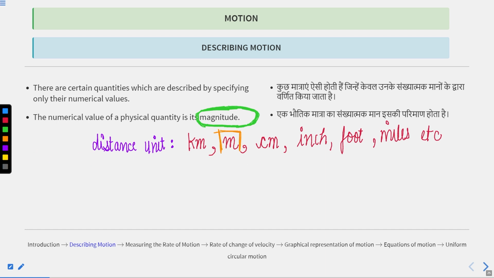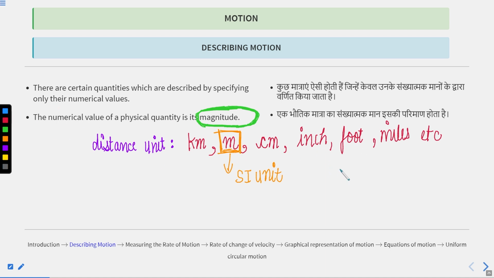These are the units of distance, but in physics language, we will choose meter. This is the standard unit of distance, also known as SI unit. So the SI unit of distance is meter. So we will do all the calculations in meter. Distance has many units: kilometer, meter, centimeter, inch, foot, miles.